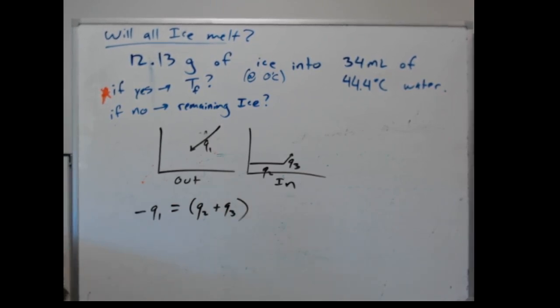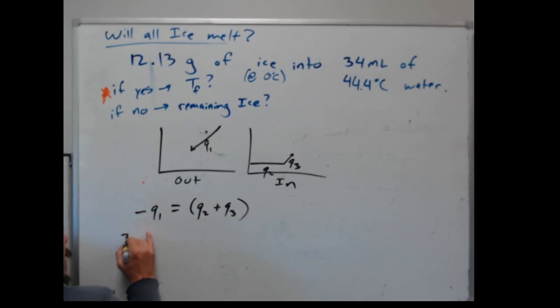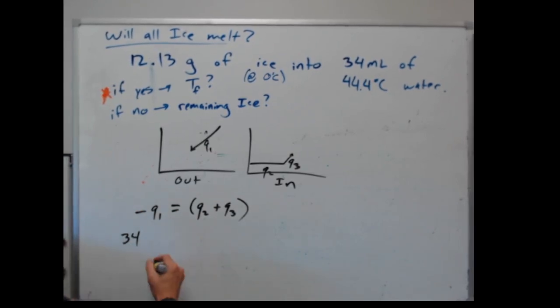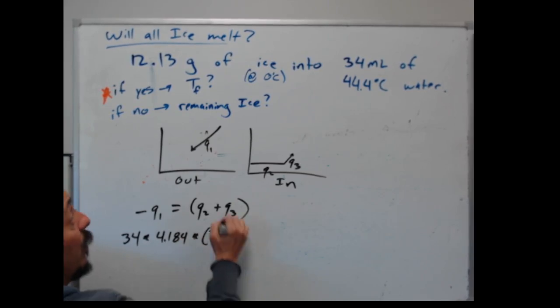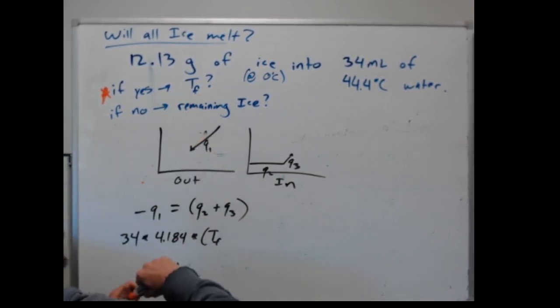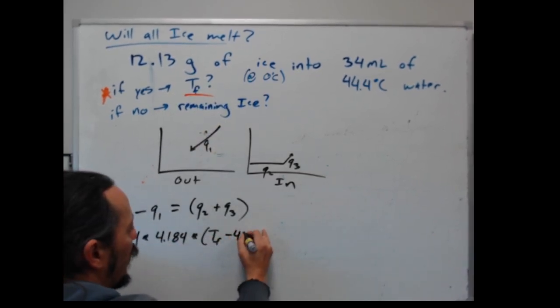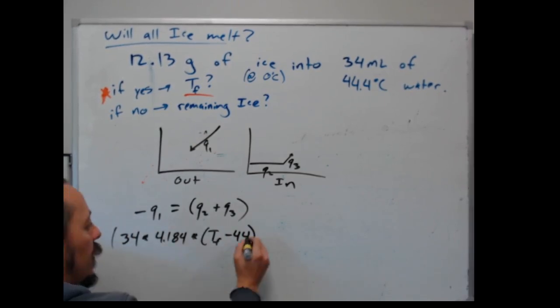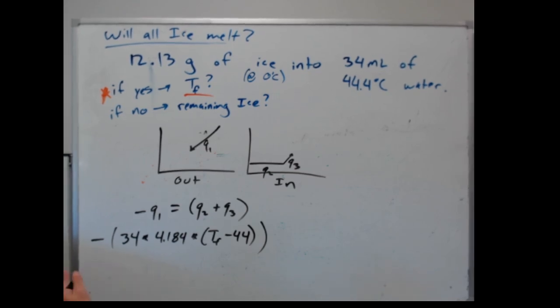Then I just plug in my different pieces of information here. I shouldn't have erased that. It's going to be the same number we had before, right? Because it's going to be, no, it's not. It's going to be 34 times 4.184 times T final, the thing that we now have as our question, because we know we're in this situation, minus 44. Not forgetting my negative all the way on the outside there, because it's equal and opposite. I've done that in class every time I've written this down so far.